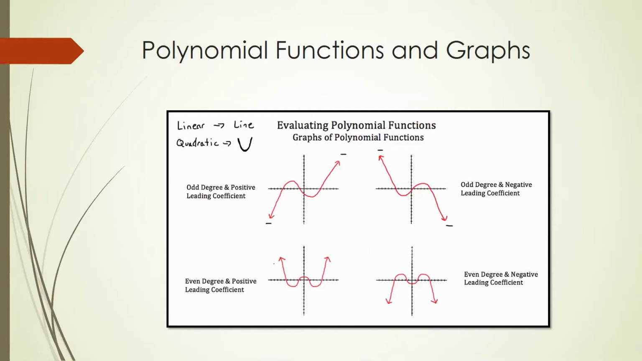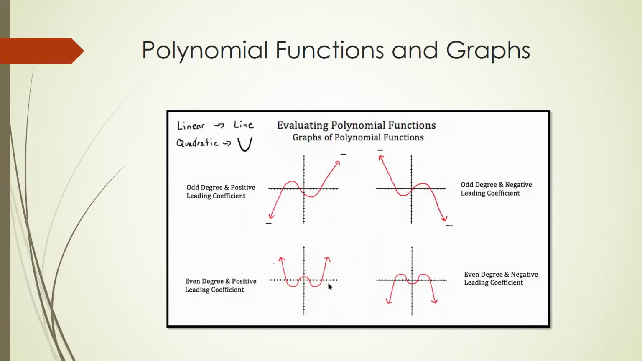So on the left of the graphs that we have, it is an odd degree and positive leading coefficient. So if it were to show that it has one of the lines going down and up on the other, and with an odd degree with a negative leading coefficient, you can see that the graph begins upward and then begins to go downward.